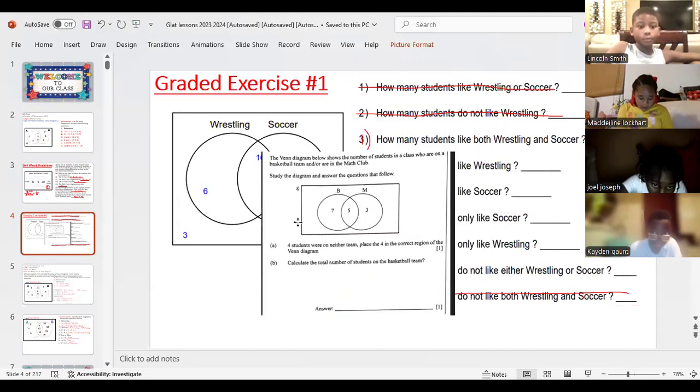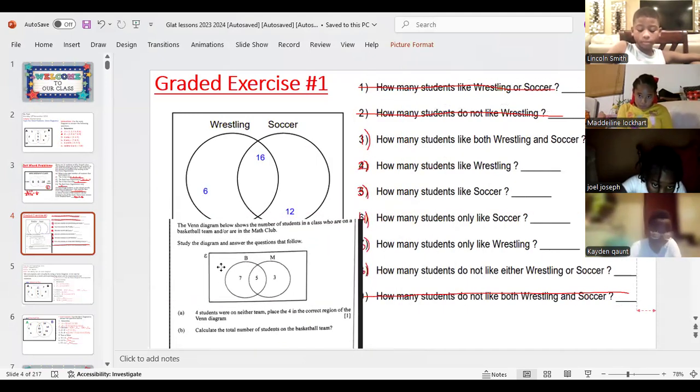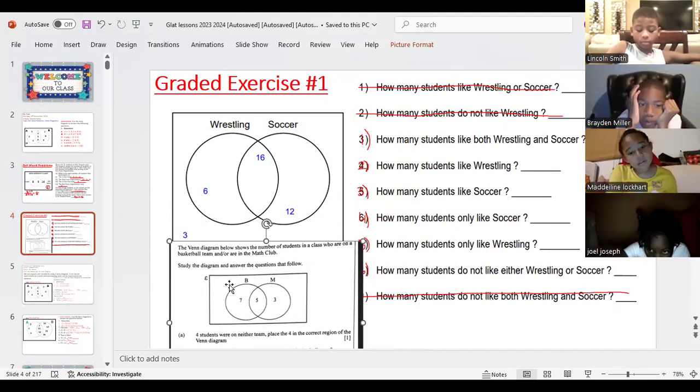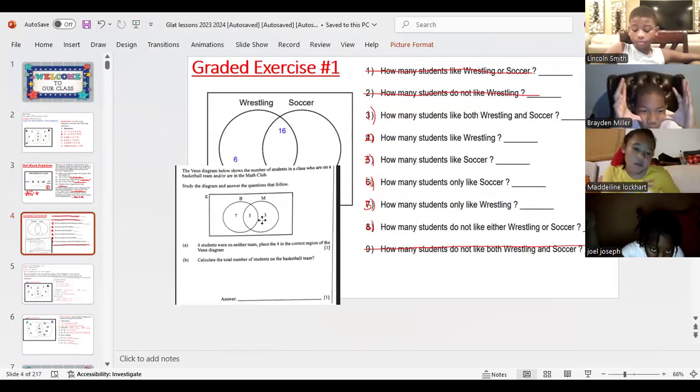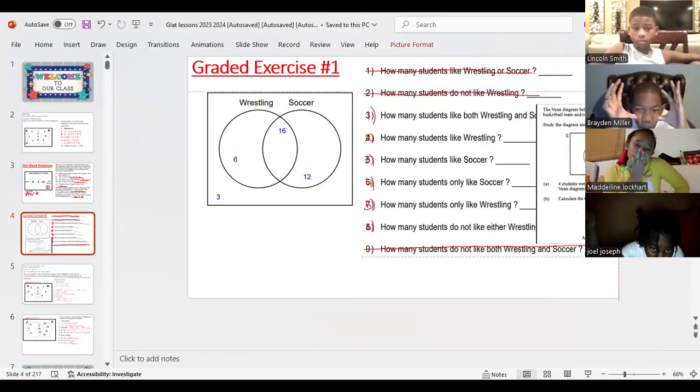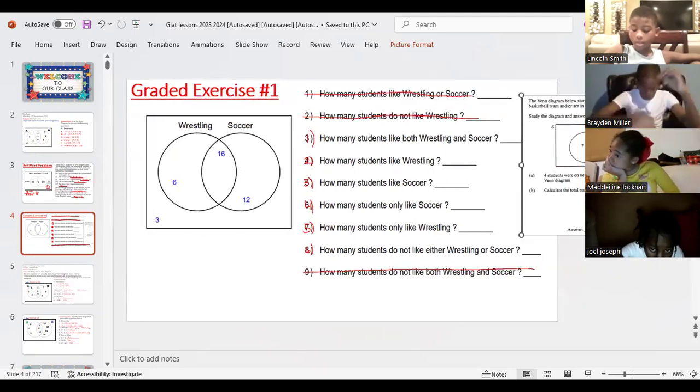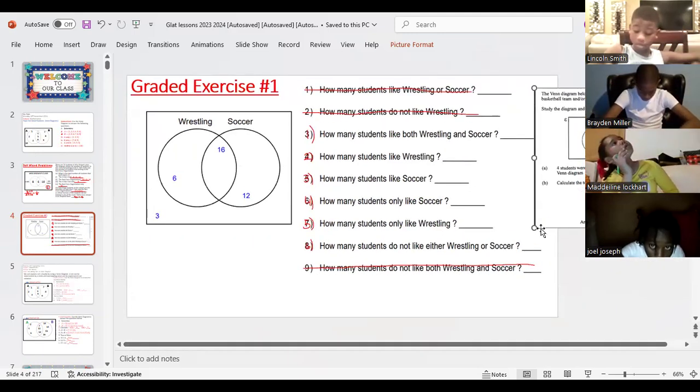All right, for those of you who are working on the second one, I put it on the side. Let me see if I can put this on the back. I'm going to put it on this side so y'all still have it.